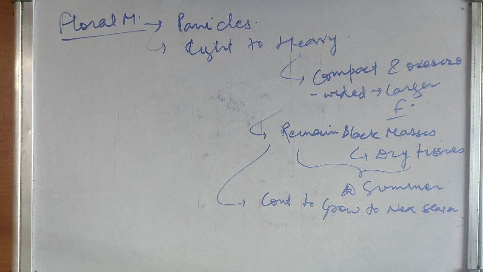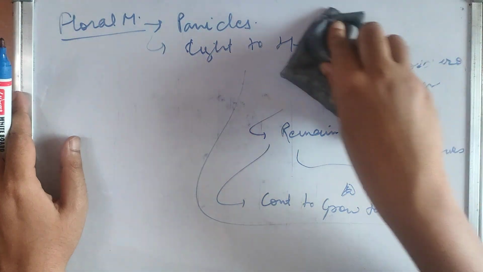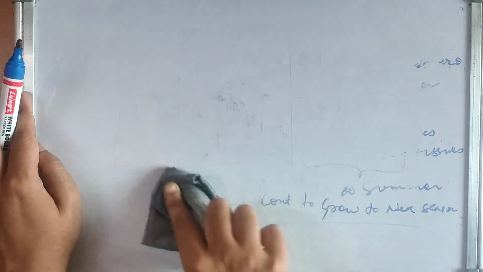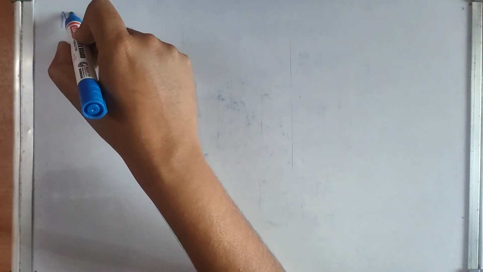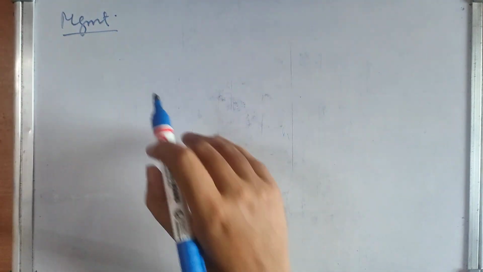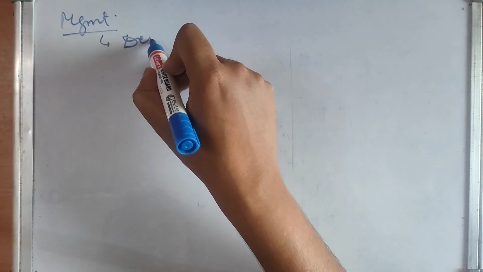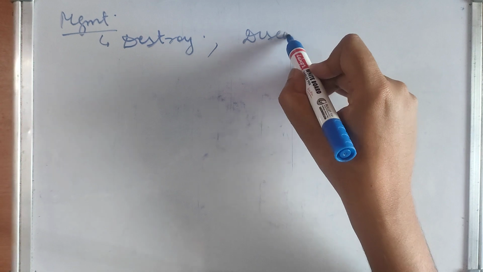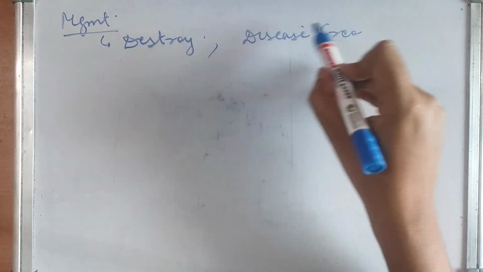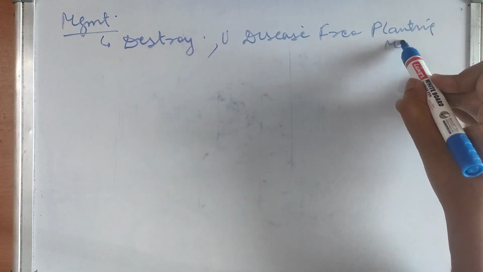Now what is its management? How can we manage malformation? First of all, destroy diseased plants. We should also use disease-free planting material.